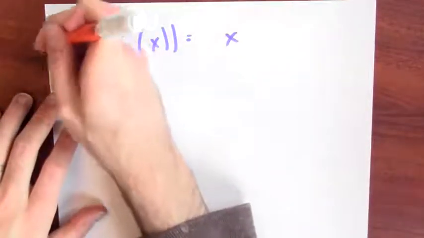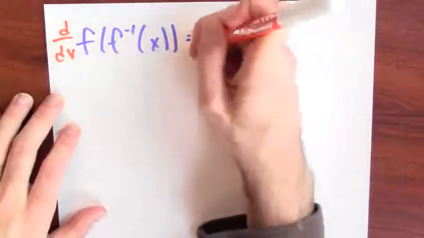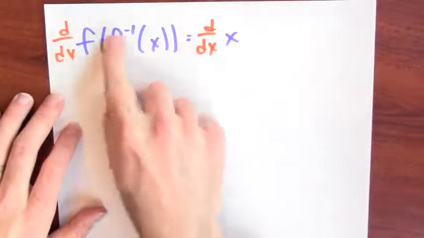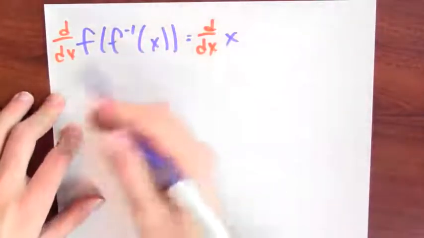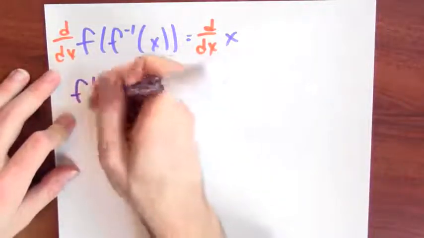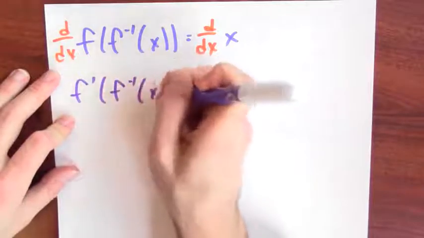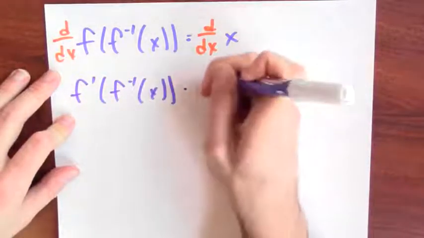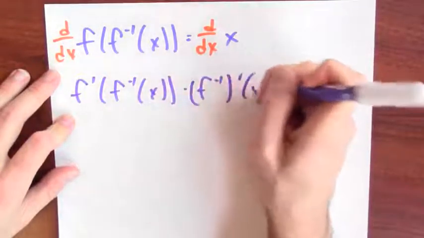Now if I differentiate both sides, assuming that f and f inverse are differentiable, then by the chain rule, what do I get? Well, the derivative of this composition is the derivative of the outside at the inside times the derivative of the inside.